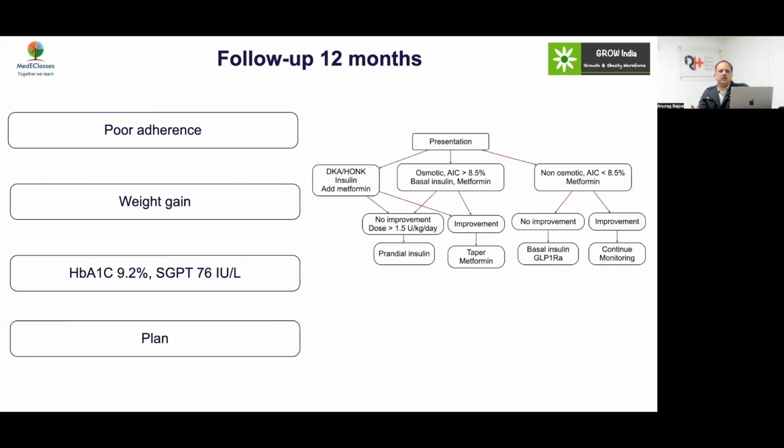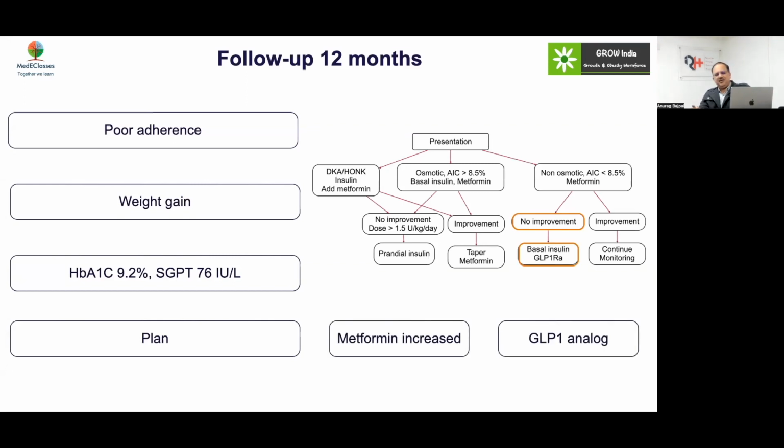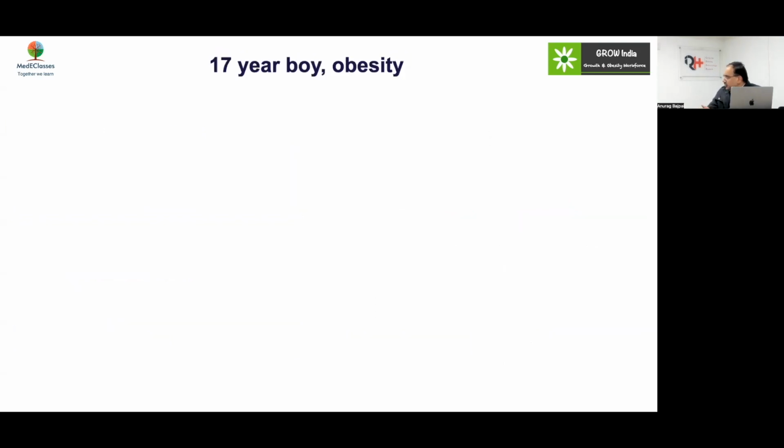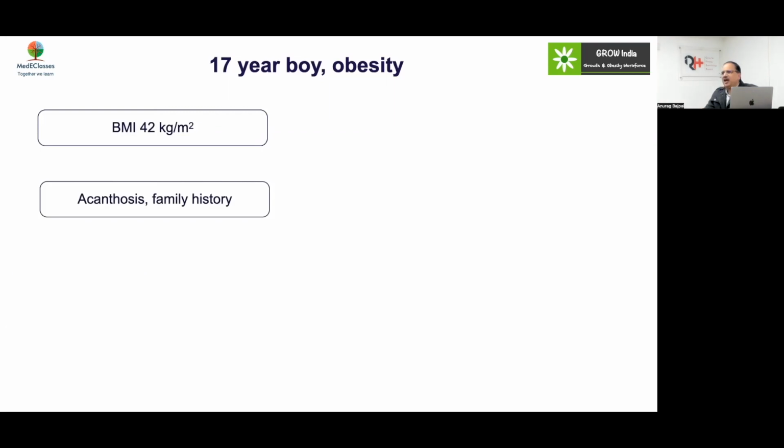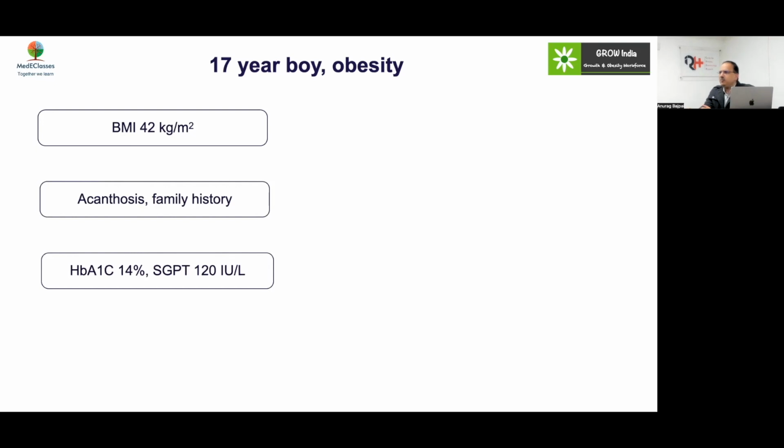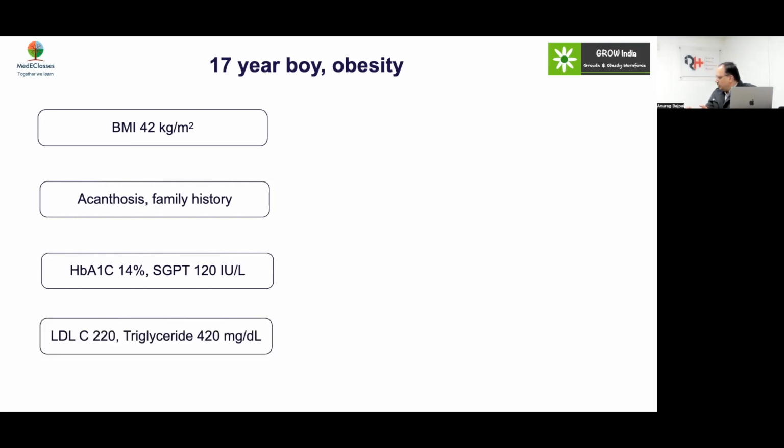So you should think of some other medication, and in this regard, you can increase metformin, and a GLP-1 receptor analog will be a good agent to consider. A 17-year-old boy with obesity, BMI is 42, acanthosis and family history. HbA1c is 14, SGPT is 120. LDL shows 220, triglyceride is 420. What do you think is happening here?